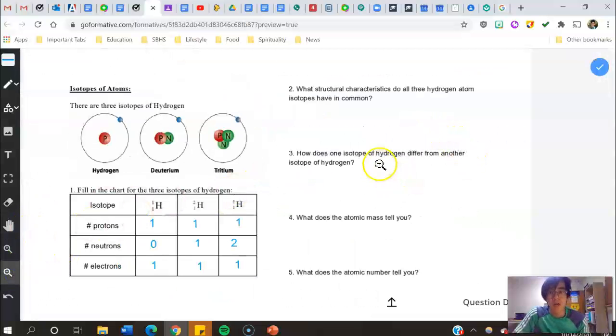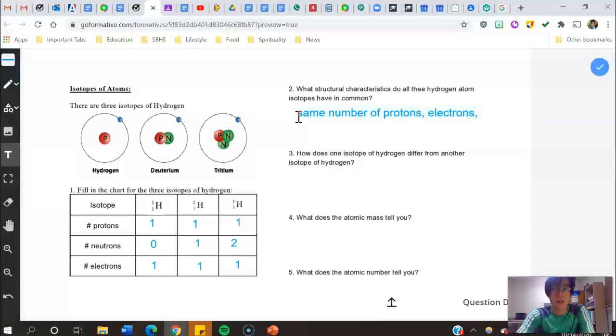All right, so what structural characteristics do all three hydrogen atoms have in common? If you look at that, you should see that they have, so you use the text box right here, type it in. They have the same number of protons and electrons, so they have the same atomic number. See here, they all have an atomic number of 1 on the bottom. And they're also the same element. They were all hydrogen, because as you see here, it's still H as the chemical symbol.